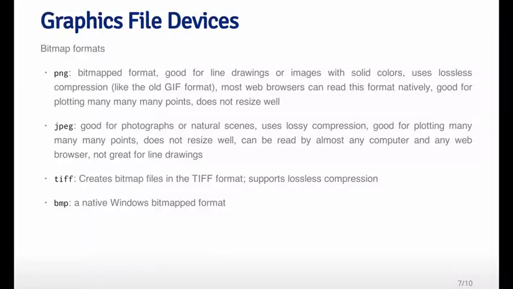JPEG you might be familiar with if you have a digital camera or something like that. They're very good for things like natural scenes, which don't have solid colors but have lots of gradients of color. It uses a lossy compression algorithm, so the file sizes are very efficient and very small. And just because it's a bitmap format, it's good for making plots with lots of points.